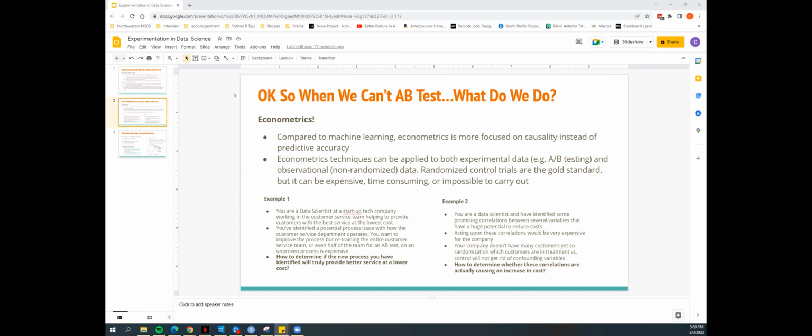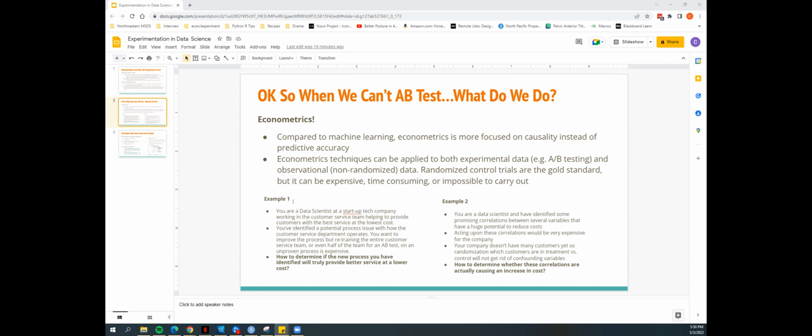So just as a personal anecdote, I'm actually not going to talk about these two examples I have on the slide. I'd like to give a different example that I've experienced myself. At the last company I worked at, I identified a very strong correlation between a particular variable and an increase in costs. The higher this variable, the higher our company's costs.